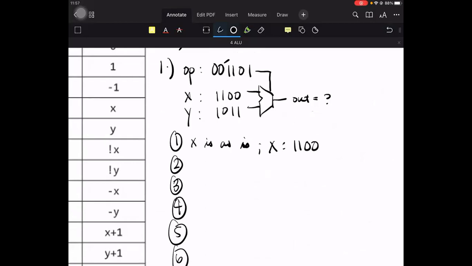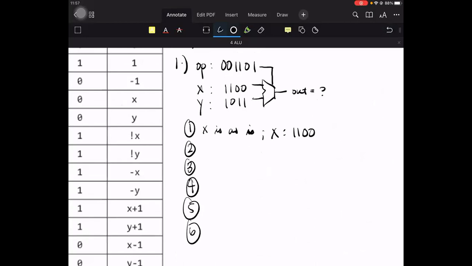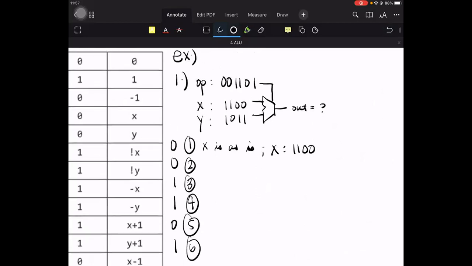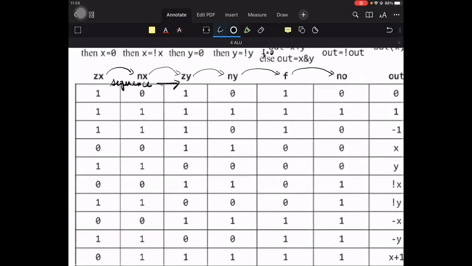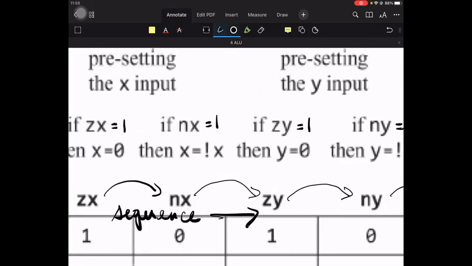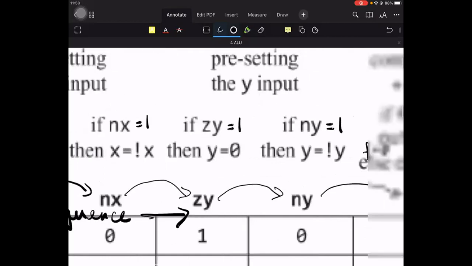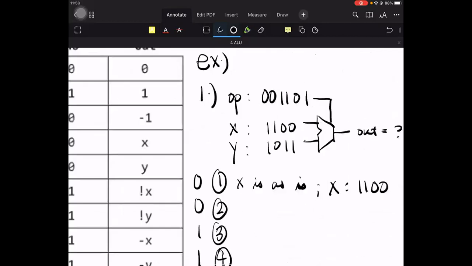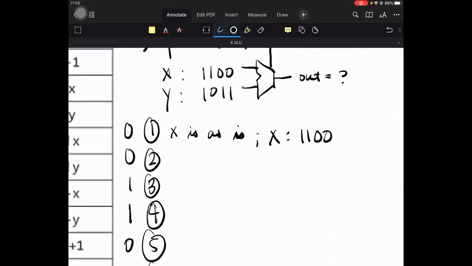Next opcode, 001101. If nx is 1, then invert. But nx is 0 anyway, so I think it's as is. X is as is.